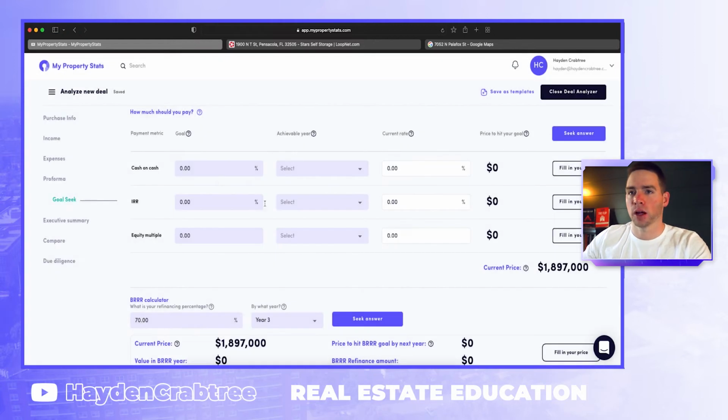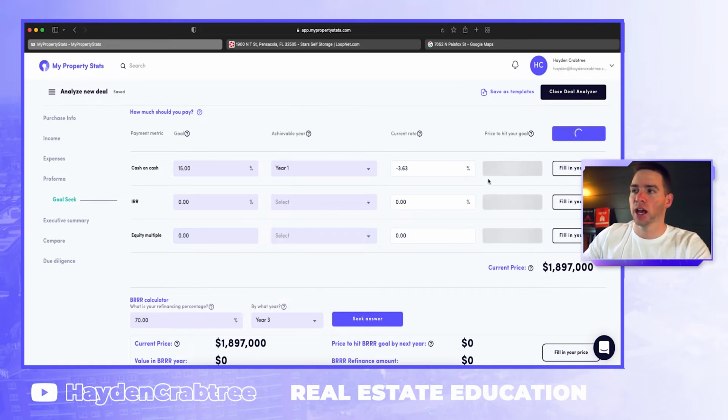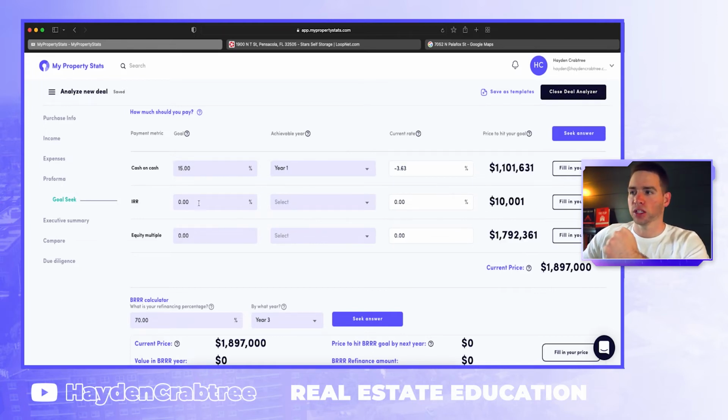This is one of the things I built in my property stats. I could say, hey, I want a 15% cash on cash in year one. Tell me how much money I should pay for this deal in order to hit these goals. You can ignore these two because I didn't fill them out, but if I wanted to goal seek for IRR or equity multiple, I could. It tells me you need to pay $1.101 million for this deal.